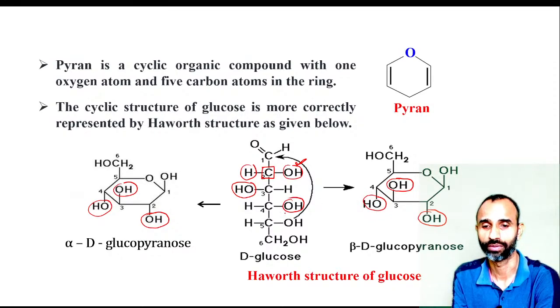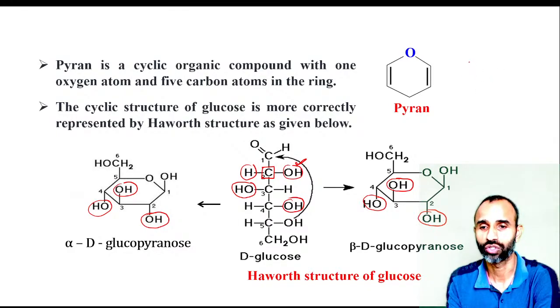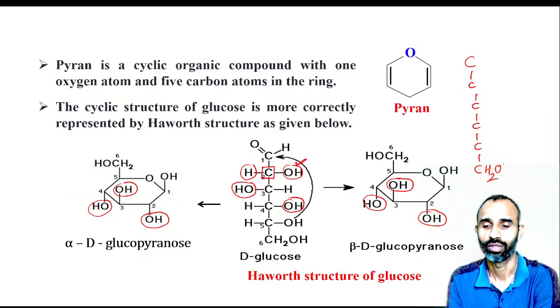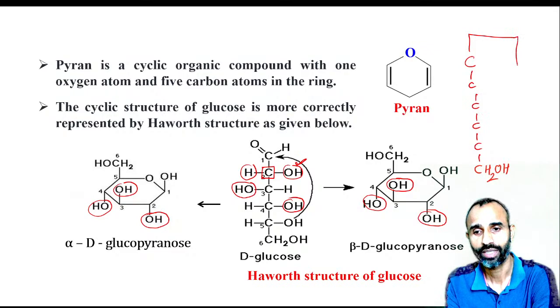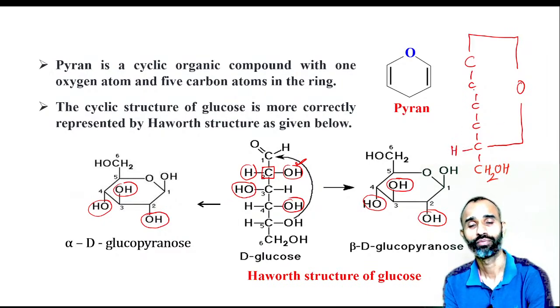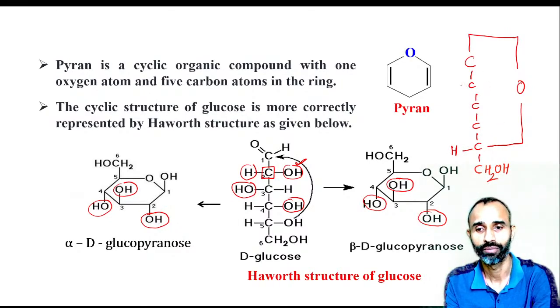Fourth carbon. You know, fifth carbon is like this. See, 1, 2, 3, 4, 5, 6. The sixth carbon, it is CH2OH. First carbon and fifth carbon are attached like this.